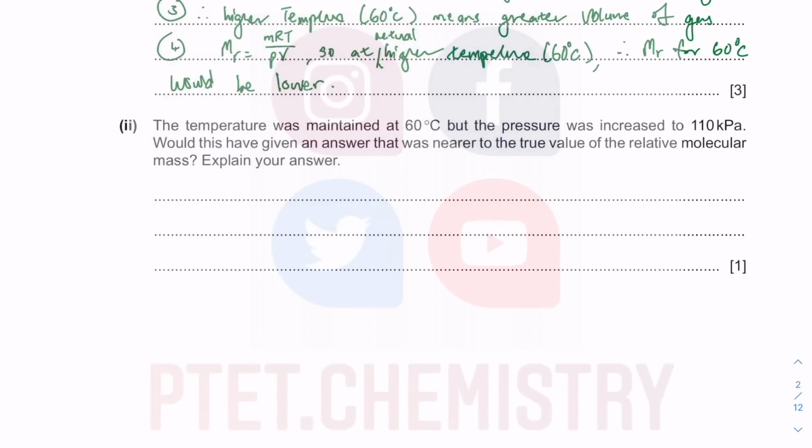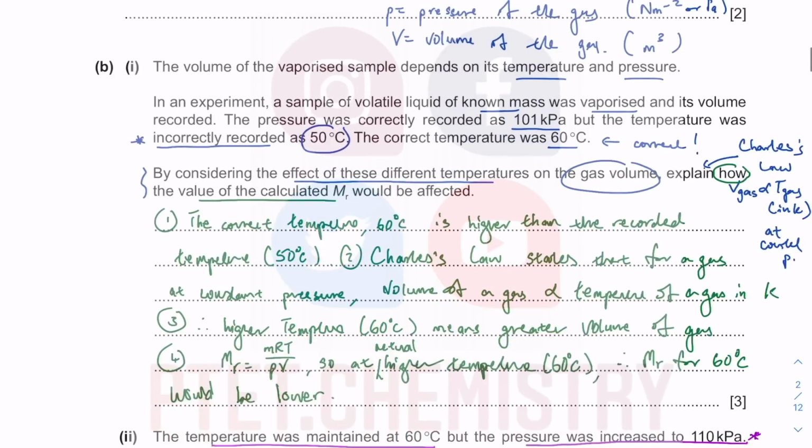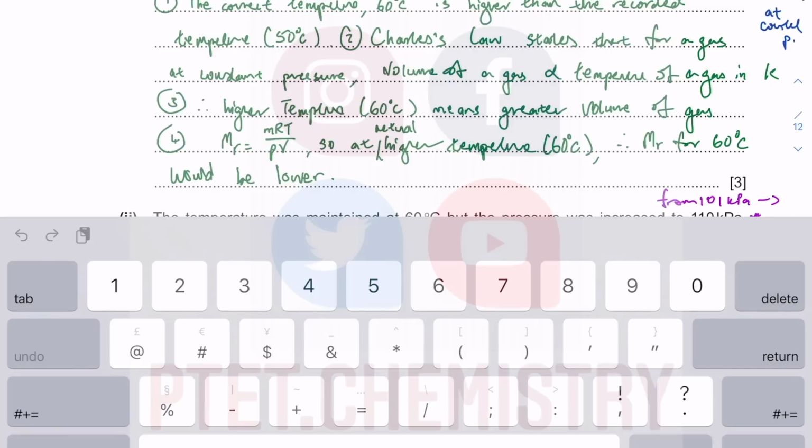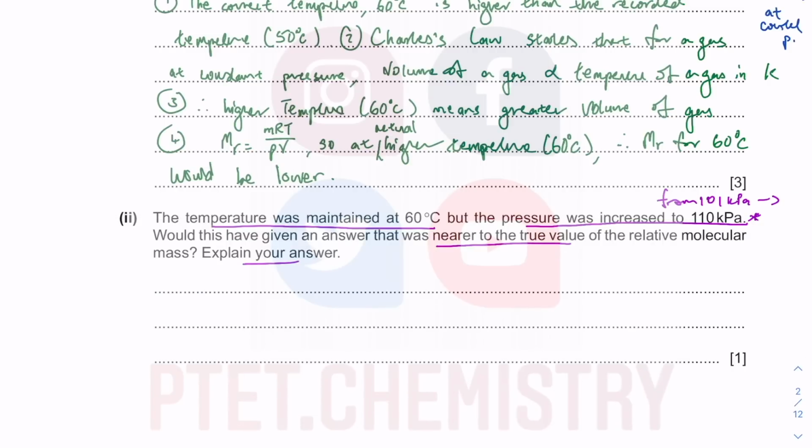So next question. So you maintain the temperature at 60 degrees Celsius, which is the actual temperature, but you increase the pressure. So this is the new change. So previously it was 101 kilopascal, from 101 kilopascal to 110 kilopascal. Would this have an answer that was nearer to the true value? Explain the answer. So this is a different type of scenario. State and explain. It's basically the same kind as the previous question.